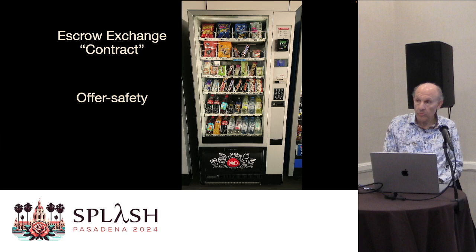It's even a good example of this principle, offer safety, which is that each of the parties to the exchange either gets what they said they want or gets a full refund of everything that they had placed into escrow. So a good, well-functioning vending machine, if it fails to give me the snack I asked for, I can hit the refund button and I get back everything that I had escrowed on the way.